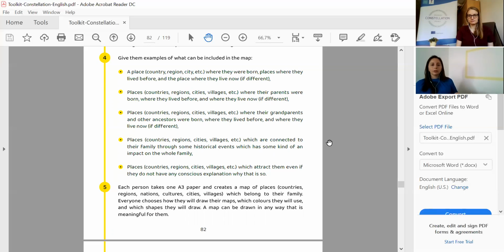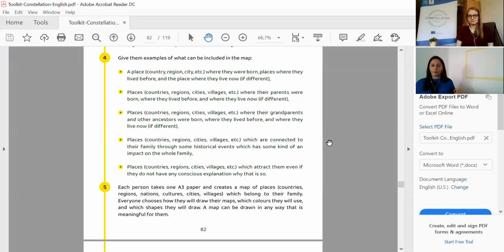And what I was also including in these workshops is places which attract them for any reason. They don't know why. From experience working with these topics, there is usually a reason why we are attracted to a certain place or a certain country, and it could be that this country also belongs to the family system.